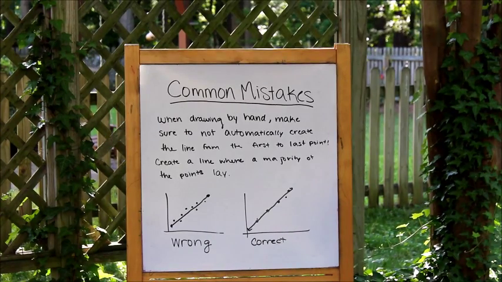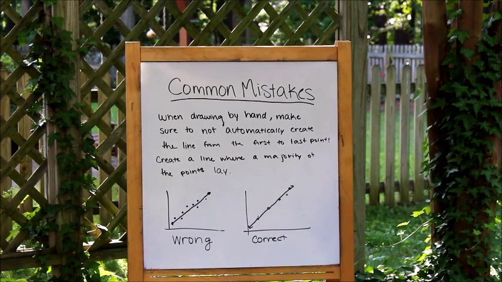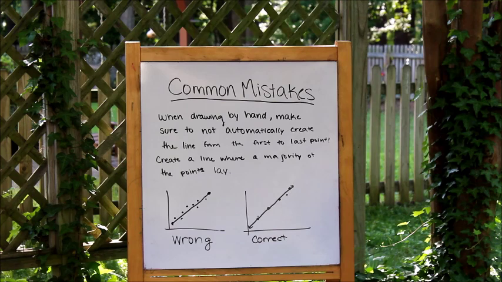A common mistake made when drawing the line of best fit by hand is drawing the line from the first to the last point. This is wrong. Make sure to create the line from where a majority of the points lay. On the left, you see a wrong graph, and on the right, you see a correct graph.